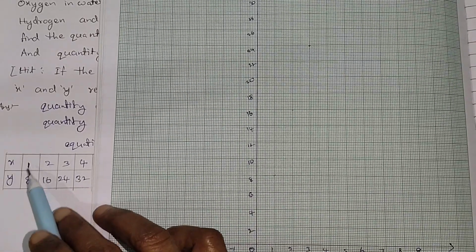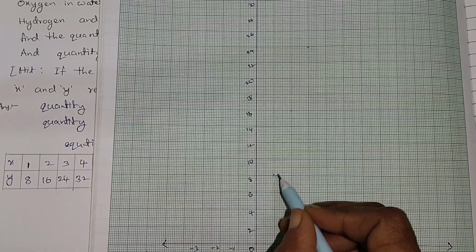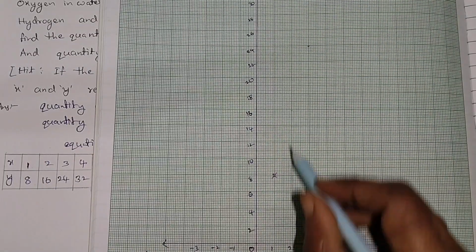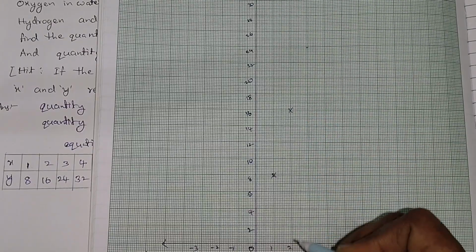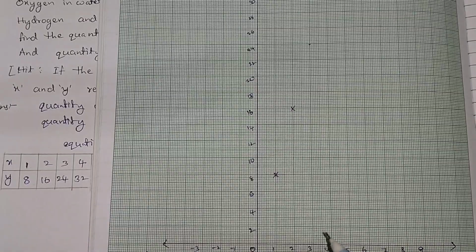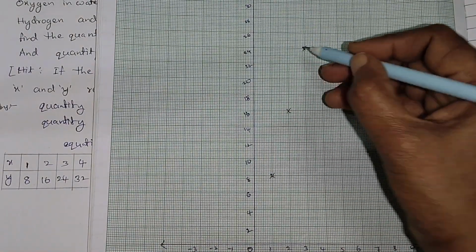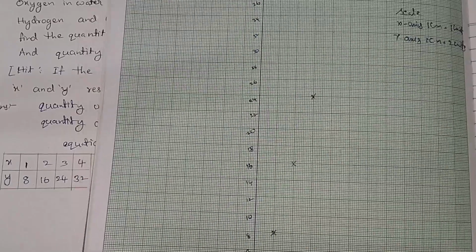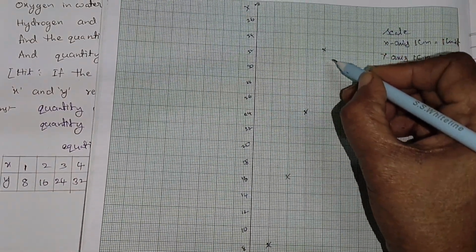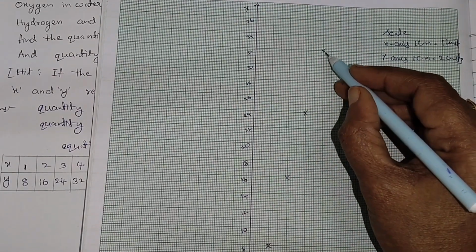Now here the point 1 comma 8: on the x-axis 1 and on the y-axis 8. Next point is 2 comma 16, on the x-axis 2, y-axis 16. So this is another point. Next 3 comma 24, on the x-axis 3, y-axis 24. This is the third point. Next the fourth point is 4 comma 32.